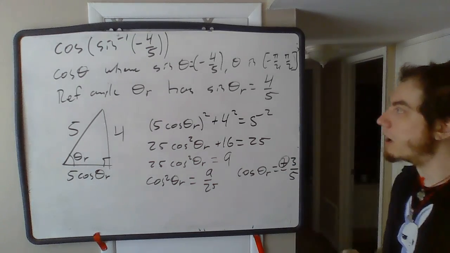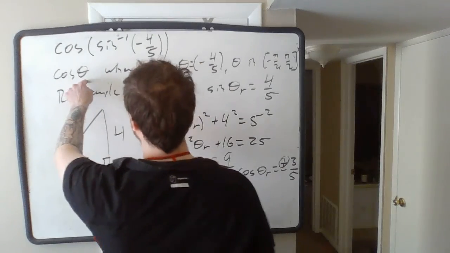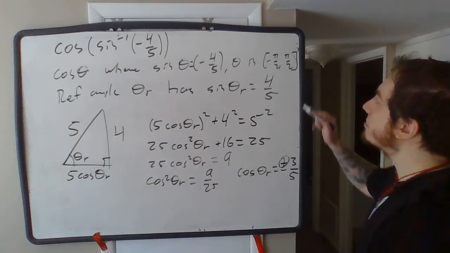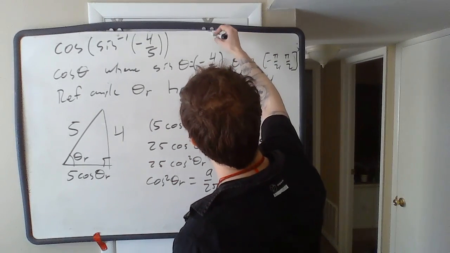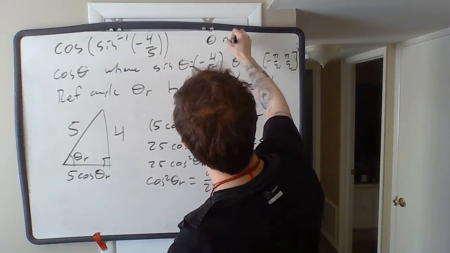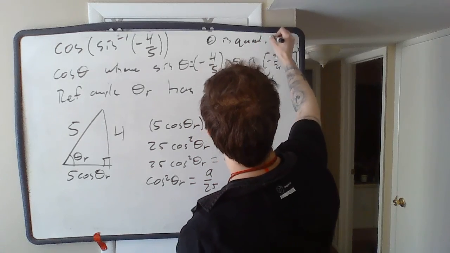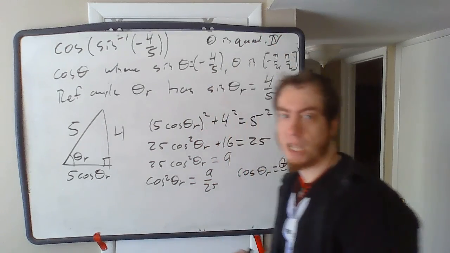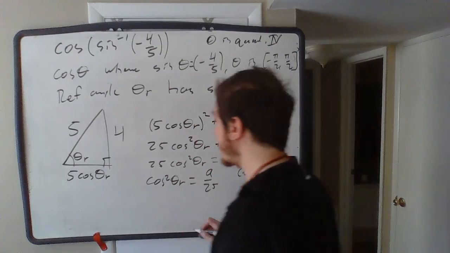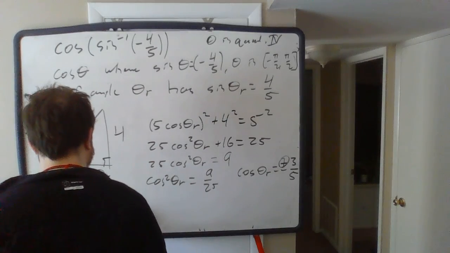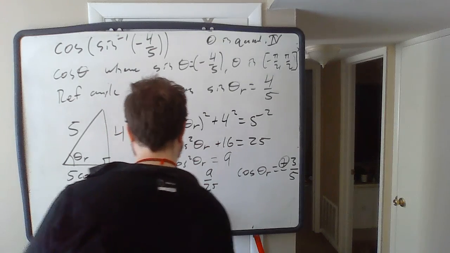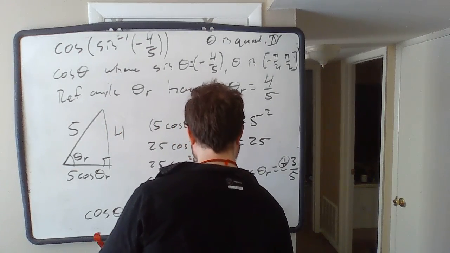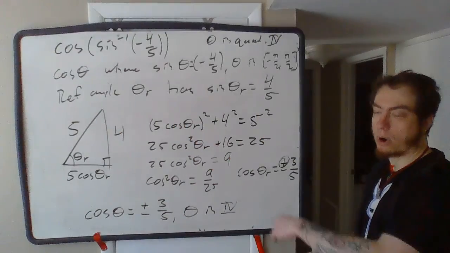But now, because this is a reference angle, I know that we want to take the positive for the reference angle. However, I'm actually interested in the original theta. And since the sine of theta comes out to be negative, that means theta is in quadrant 4. So cosine of theta is plus or minus 3/5. But theta is in quadrant 4.